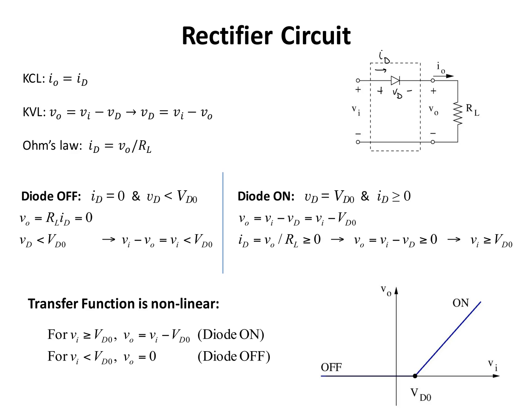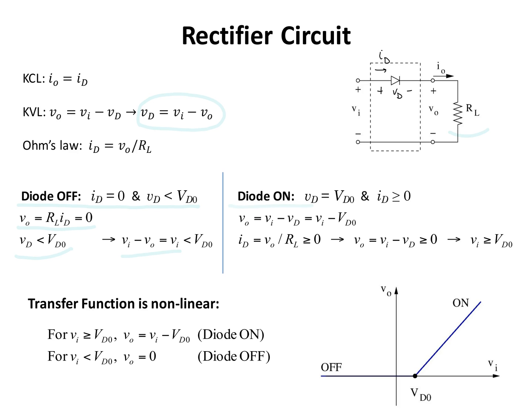So starting with the case of the diode being off, if the diode is off, ID is equal to 0 and VD is less than VD naught. So Vout, which is equal to RL times ID, is going to be equal to 0 because current is equal to 0, and I know that VD is less than VD naught. From there, I know VD is equal to Vi minus Vout, that's equal to Vi because Vout is equal to 0. From there, Vi is less than VD naught.